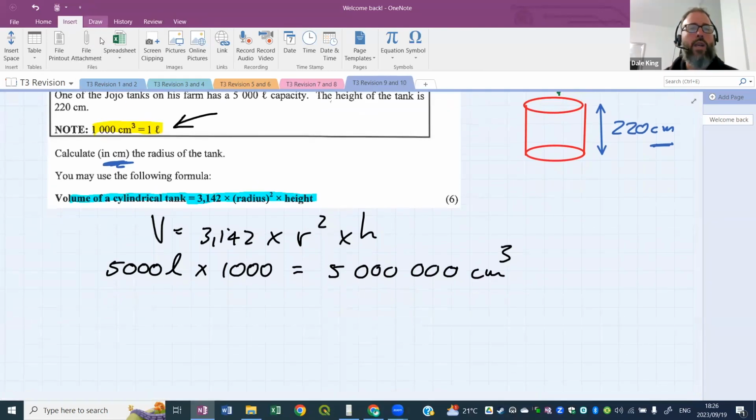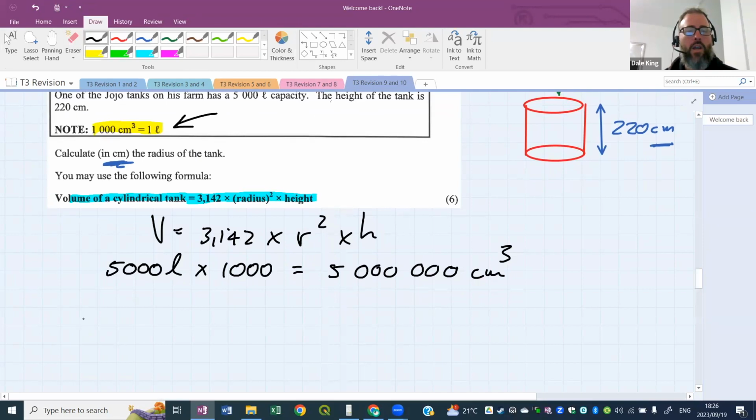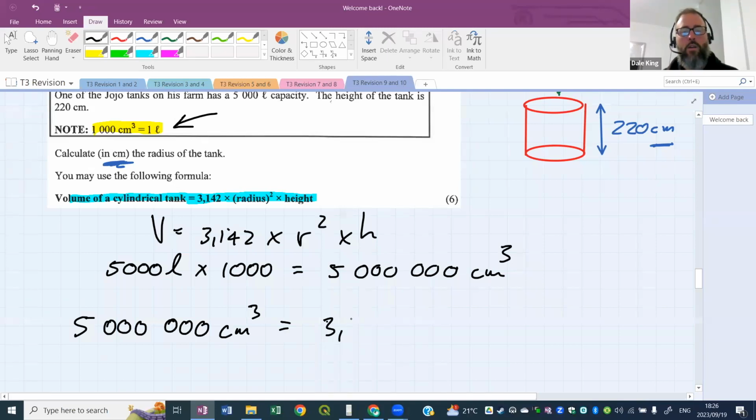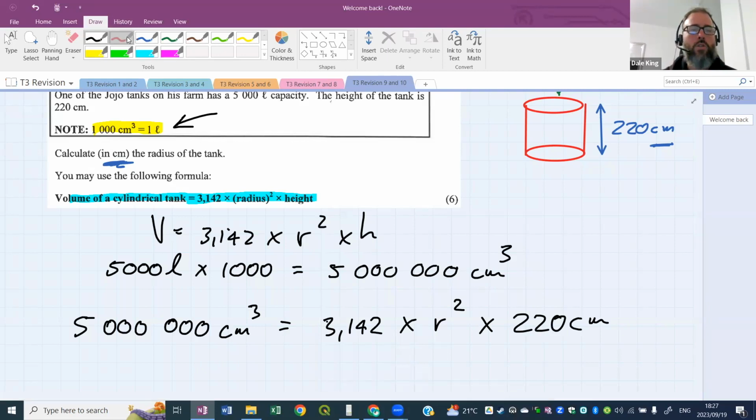Now, this volume is ready to go into the formula. Like Ben suggested, I need to put this volume into the formula over here on the left, because this is where the V is in our formula. V for volume is 5 million centimeters cubed, and that must equal 3,142 times R squared times the height, which comes straight from the diagram. It's 220 centimeters. We got centimeters there, we got centimeters there, so our radius will come out in centimeters.